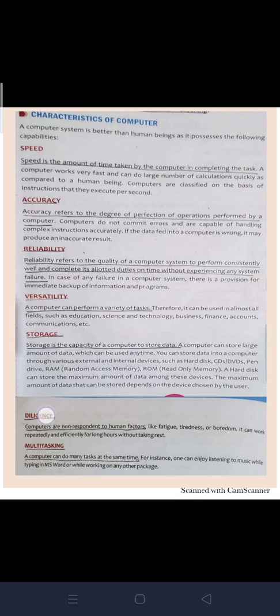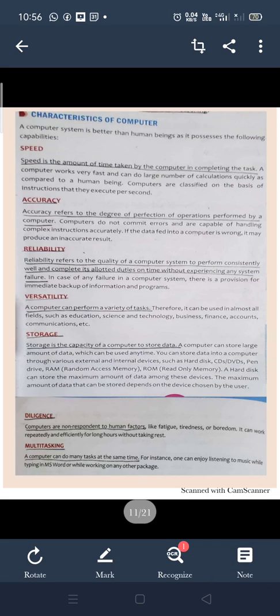Okay, children. Now diligence, computers are very efficient. Diligent means efficient. That means they can work for long hours without taking rest, without being tired. Just like human beings get tired after some time, no. But computers are efficient. They don't feel fatigue. Okay, and they don't take rest in between. They can work for long hours.